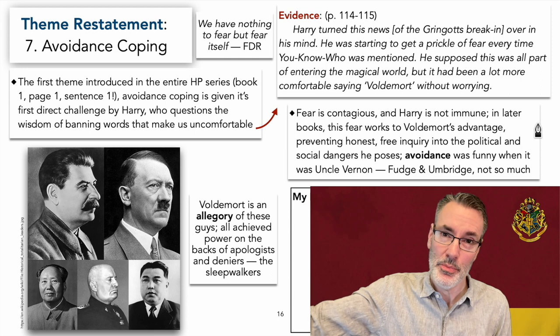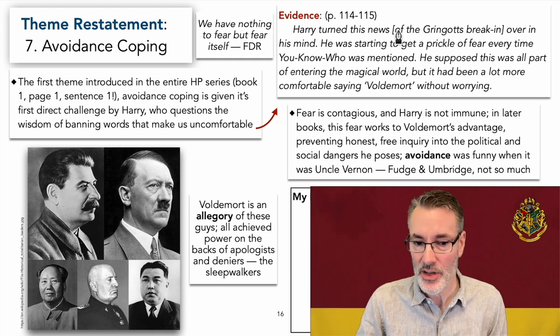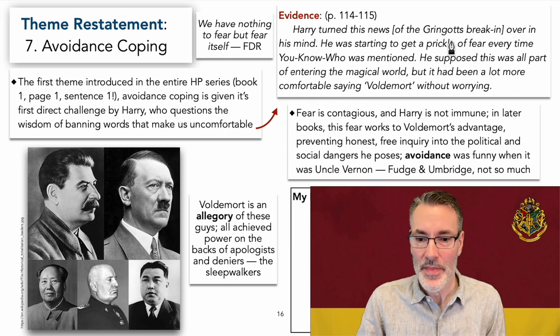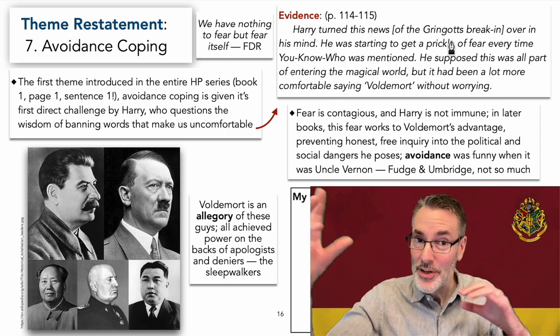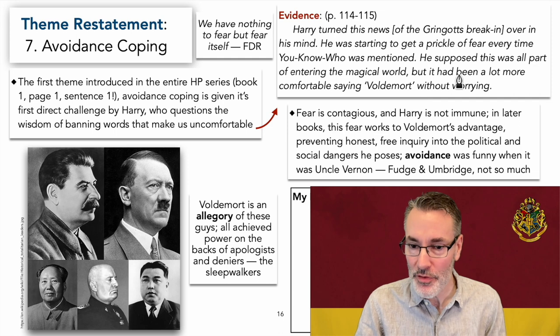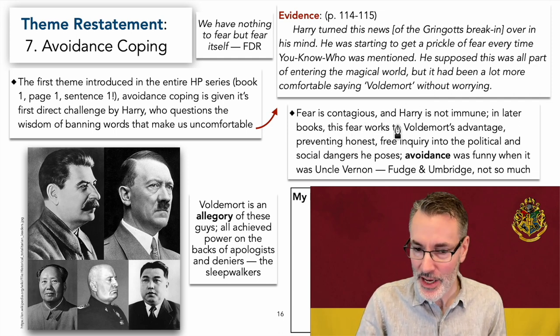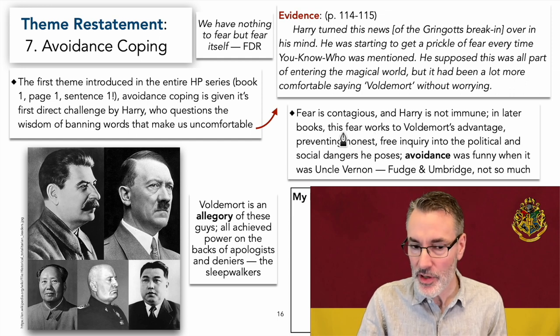Later on, of course, when Umbridge comes back and he can't dismiss it, he actually stands up in front of the class and says, no, Voldemort is real. And this is that first hint. Again, the tapestry of motifs is being woven, and Rowling inserts it here for the first time. So fear is contagious, and Harry is not immune to that, as we see.